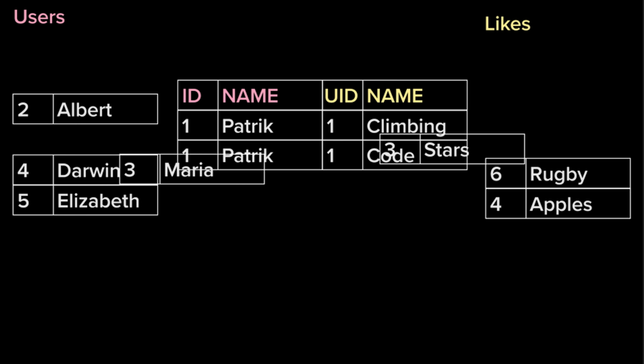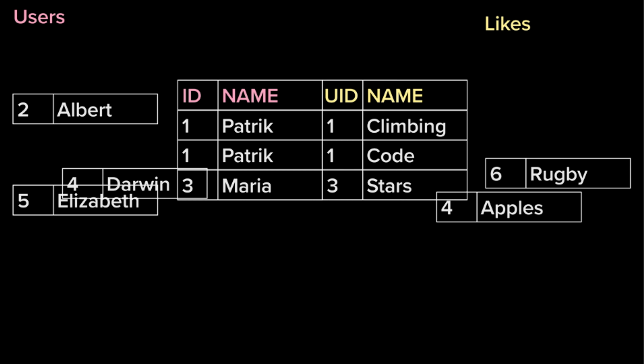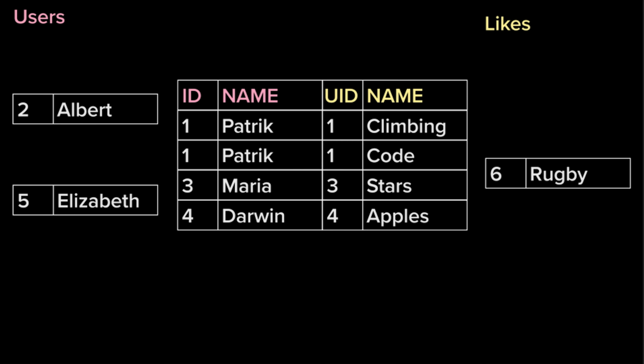All right, so now Maria gets paired with Star, Darwin gets paired with Apples. So what about Albert, Elizabeth, and Rugby? Well, these actually just get discarded. So this is actually an inner join, which is the same thing as join, because by default, join is an inner join. We'll talk about that more later.